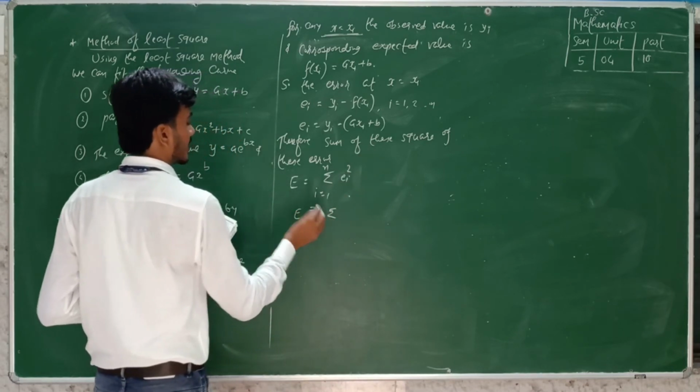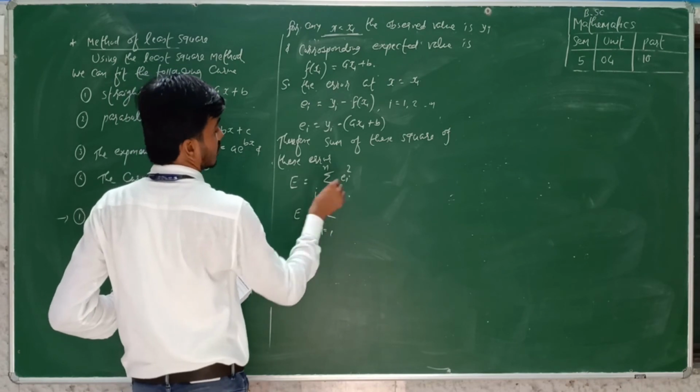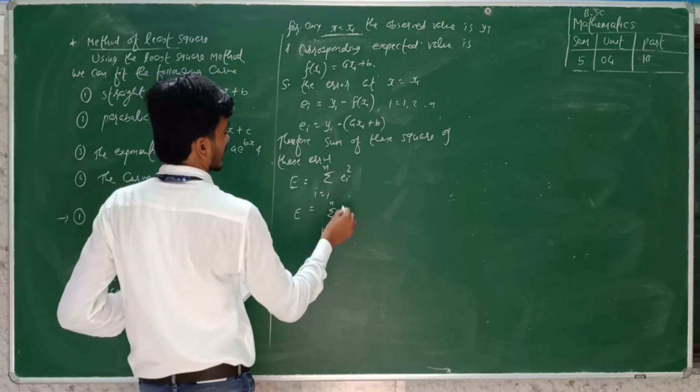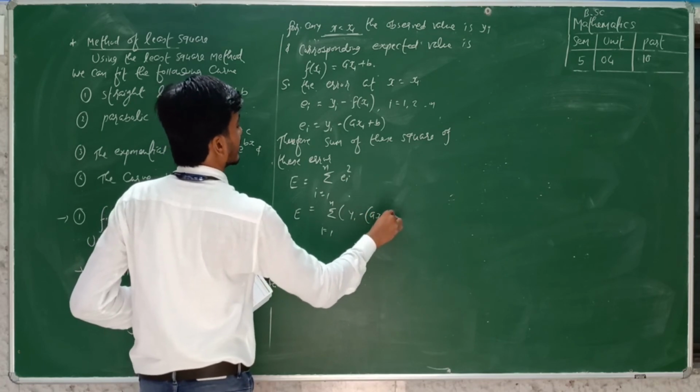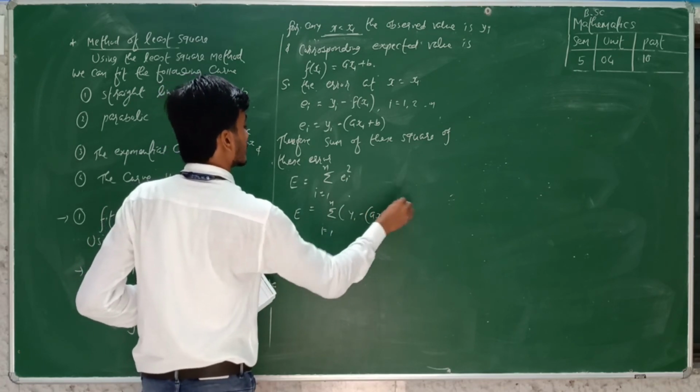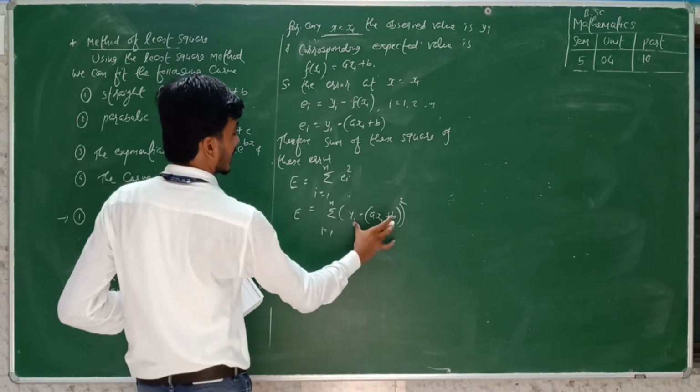So capital E is equal to sigma i is equal to 1 to n, yi minus axi plus b, whole square. That is ei square.